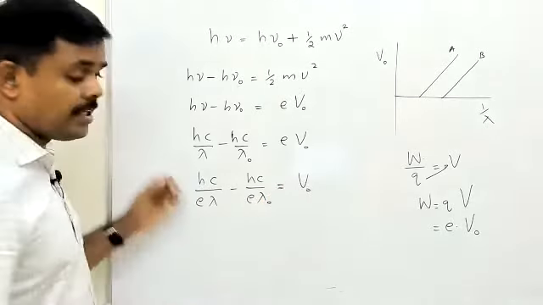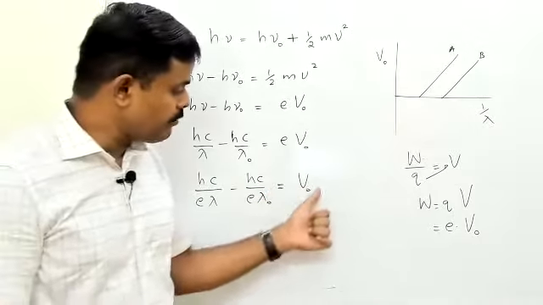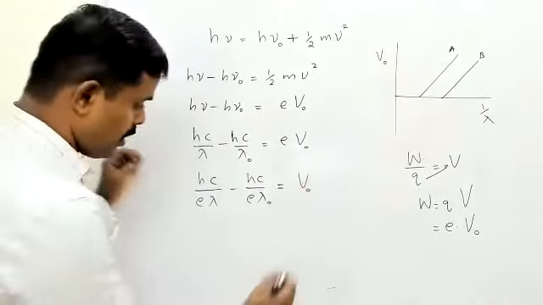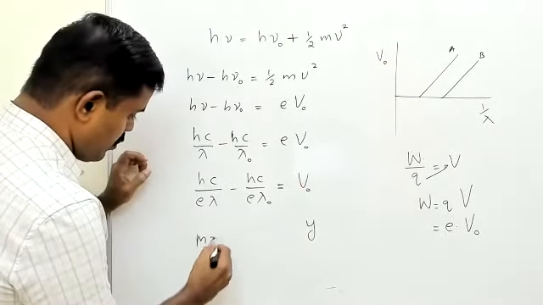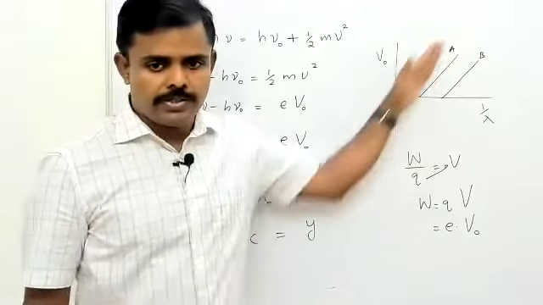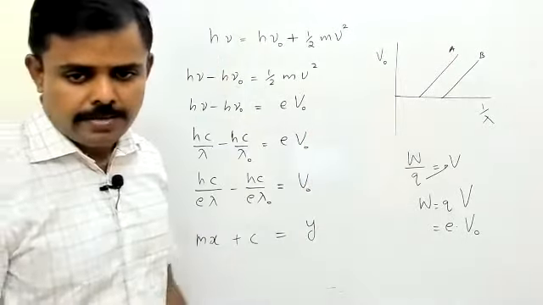Why did I divide by e here? Because I needed to get V0 here. V0 is on the y-axis. So it looks like y equals mx plus c, which is a straight line. That is why the graph is a straight line. Did you understand till this point?